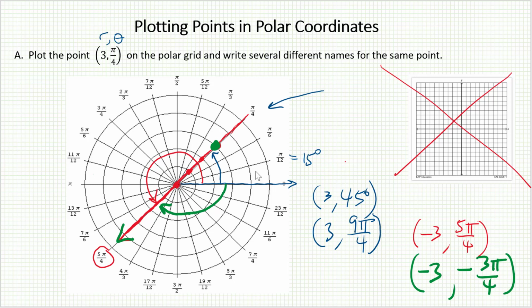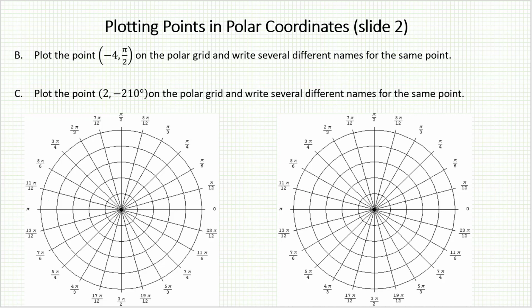And obviously there are other options as well. We could have rotated clockwise all the way to here so that I could have walked forward 3 spaces. Or we could have gone around more than once like we talked about before. Because of all the coterminal angles, there are an infinite number of names for each polar coordinate point. Okay, let's try a couple other ones.